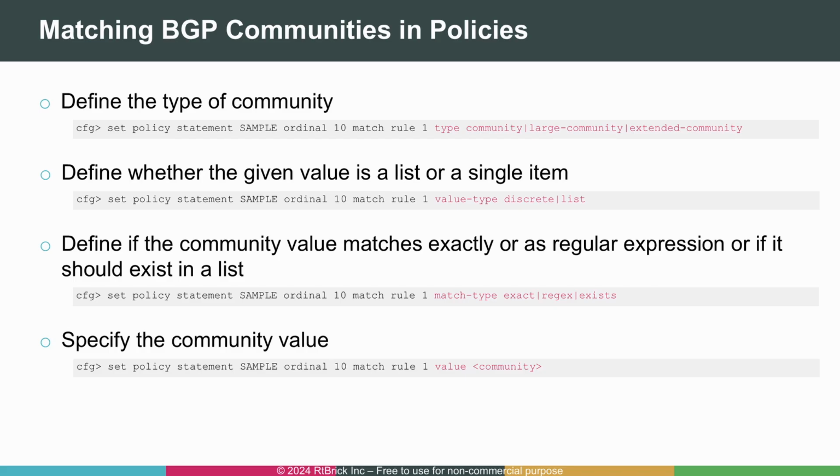To match these communities, there are a few options. You can use an exact match, which requires the entire community list to match exactly. You can use exists, which checks whether at least one of the specified values is present. Or, for more flexible pattern matching, you can use regex, which matches based on a regular expression.